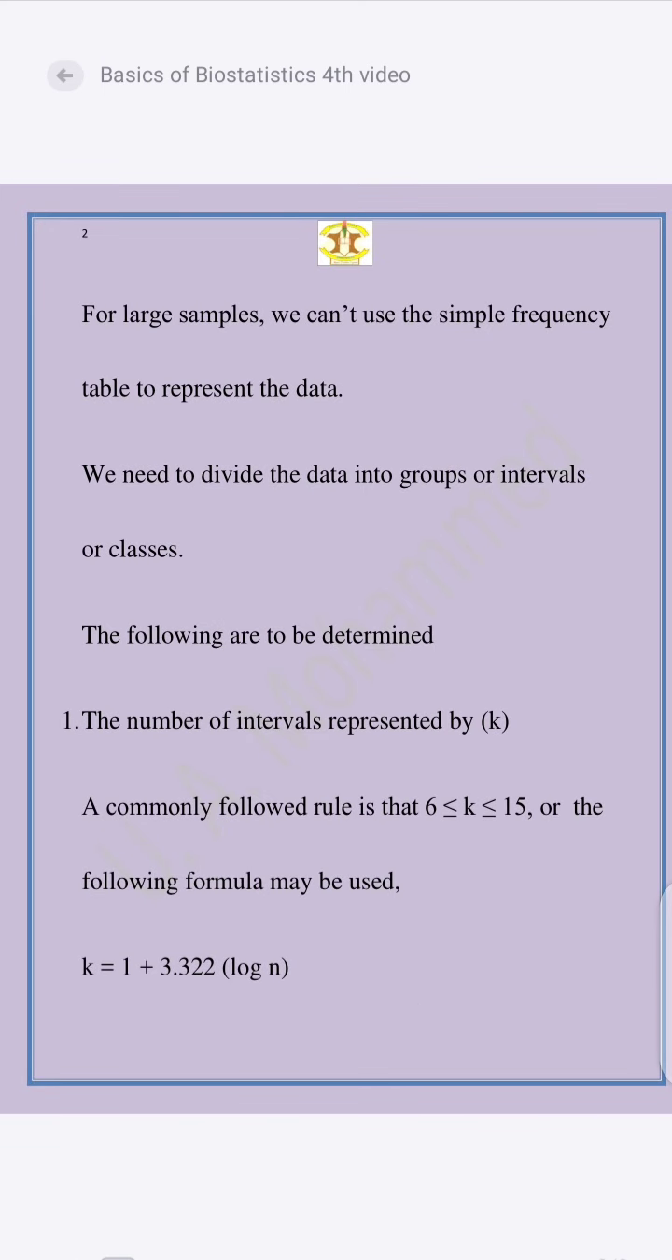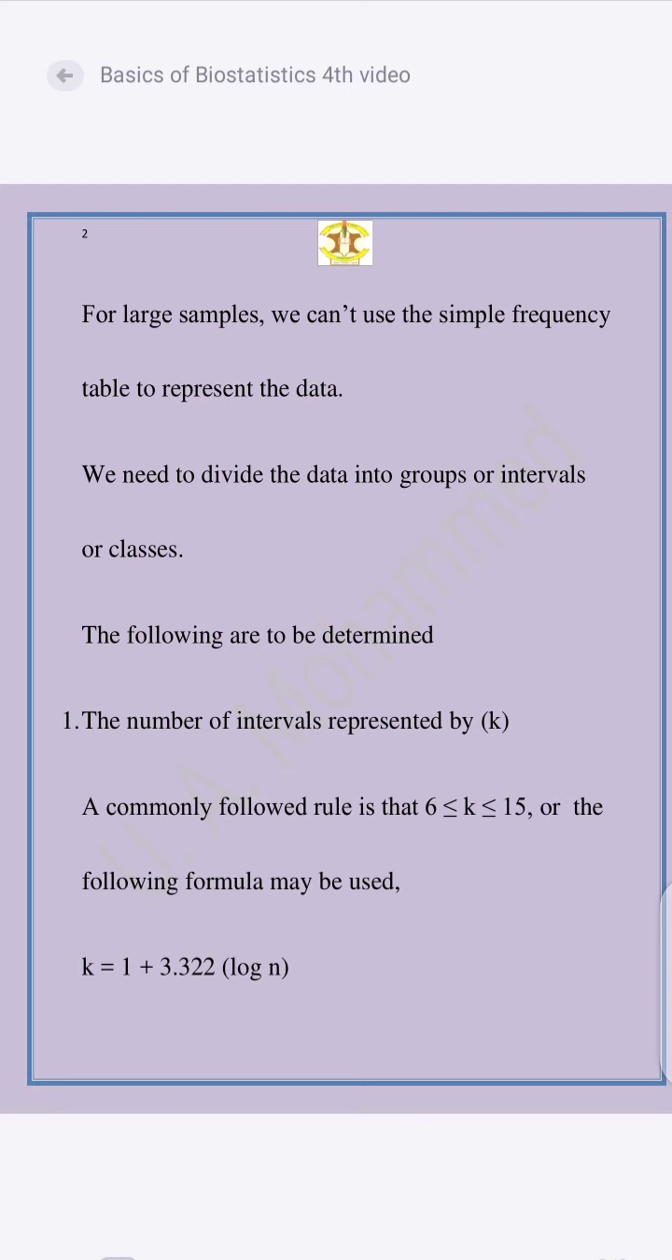In a previous video, we talked about tabulation, where we said we present data in table form in two forms. It could be simple or it could be complex. We gave an example with a simple frequency distribution table. Now, for large samples, we can't use a simple frequency distribution table to represent the data. We need to divide the data into groups, or intervals, or classes. The following are to be determined when dealing with such data.